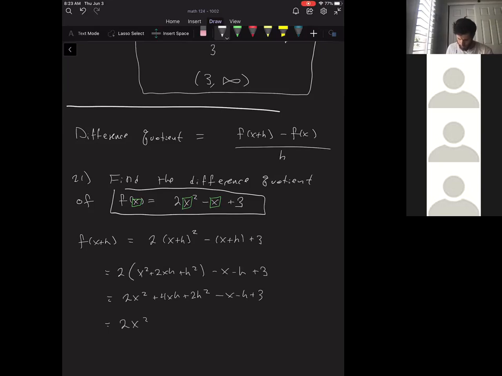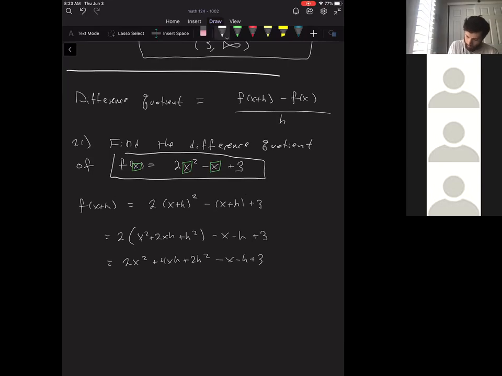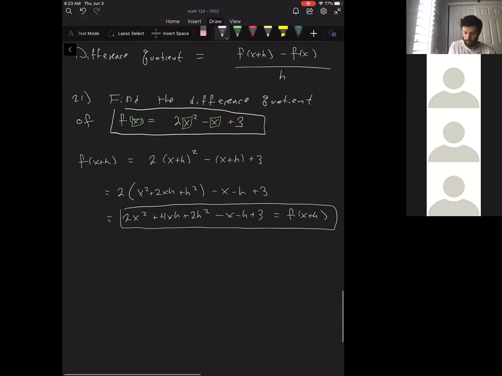Not too much simplifying we can do actually with this. Oh, there's no simplifying we can do. Don't need to write another line. Okay, so now we have this equals f of x plus h. So we have our f of x plus h. We have our f of x, and so now we can fill out the difference quotient.